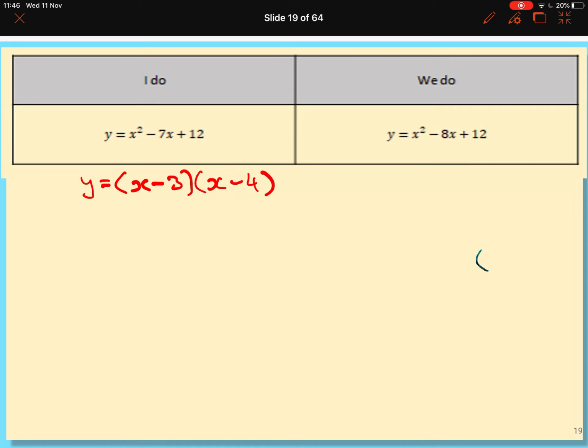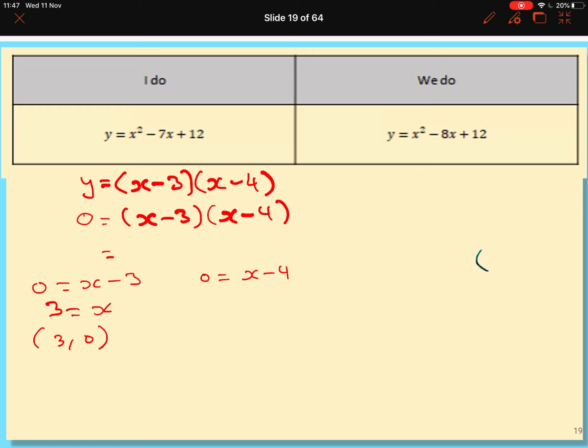Just going to rub all that out. If you remember when we factorized it, it equaled this answer. So we're going to do one more step on these questions. We're going to find out what the roots are now. The way you do that is you make y equal 0, because the roots are where the graph crosses the x-axis, and when the graph crosses the x-axis, y equals 0. So we do that.